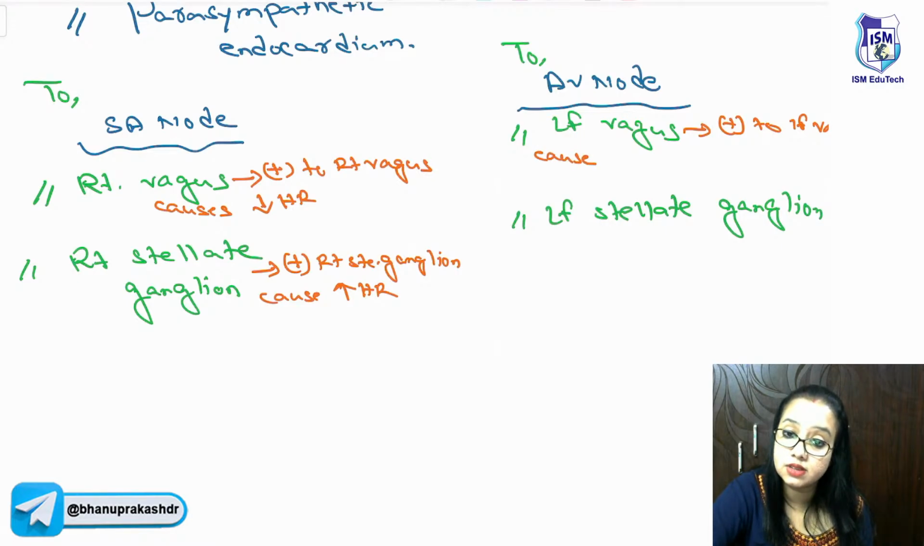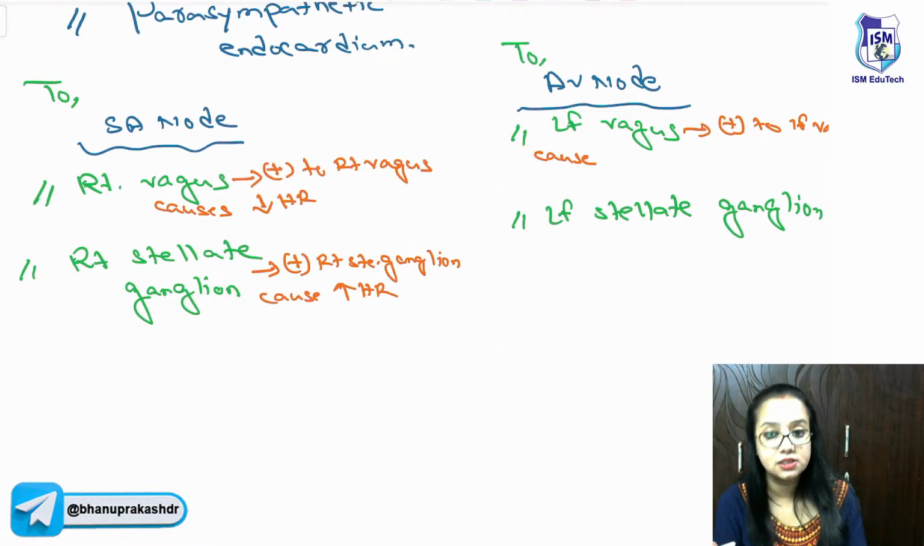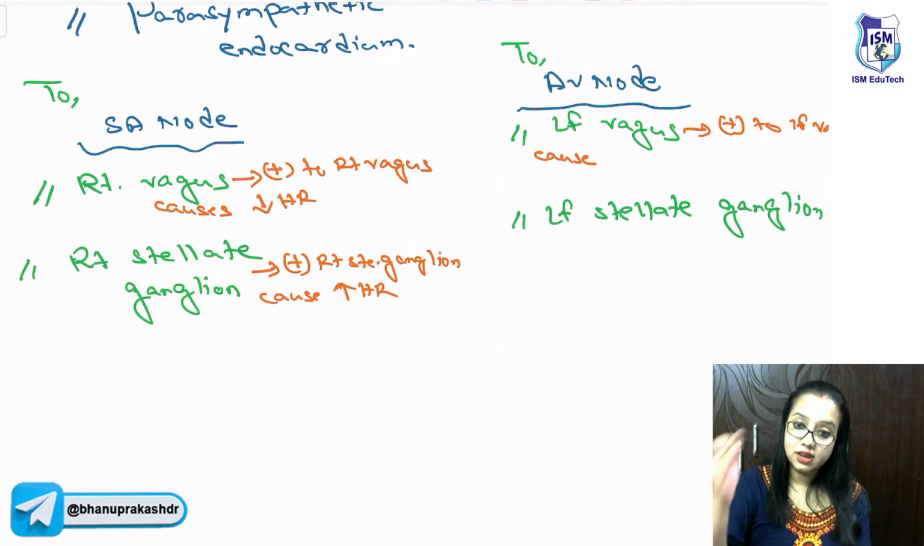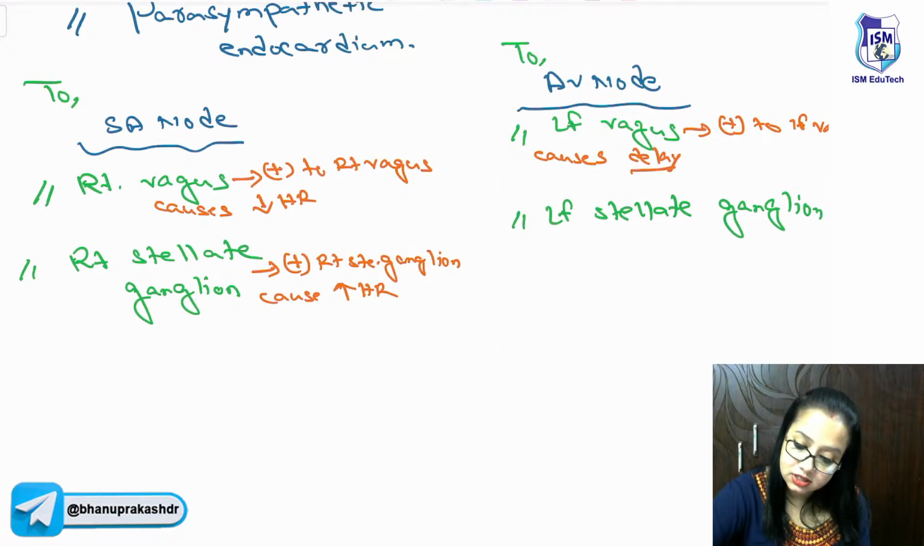Now, what is the function of the AV node? The AV node is not generating the impulse. It is conducting the impulse. It is the gatekeeper. As it is, the AV node causes a little delay in the conduction of the impulse. Now, when the vagus nerve is stimulated, it will cause more delay. It will take more time. So, it causes delay in conduction. Conduction of what? Obviously, the impulse.